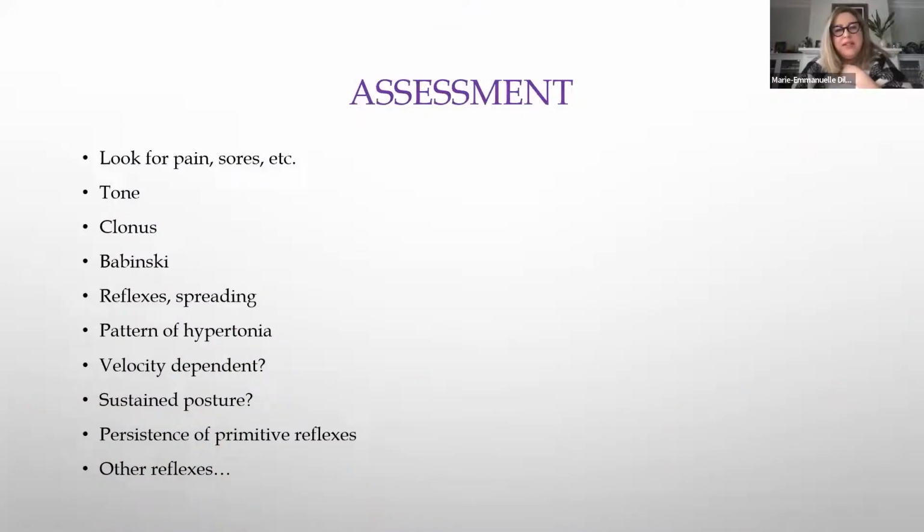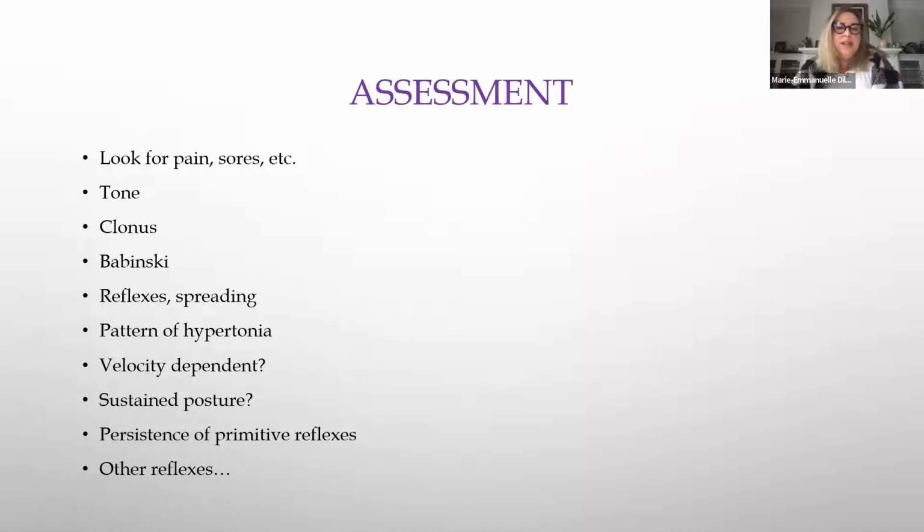How do we assess spasticity? Yes, you examine for spasticity, you look for the tone. The signs on exam is the presence of clonus. So when, for example, you bend the ankle fast, it goes and it does a few beats. That's called clonus. Babinski is an upgoing toe. Usually the deep tendon reflexes are increased. It's velocity dependent. So the faster you move the limb, the better you're gonna feel the clasp knife or the increase in tone. It's usually not a sustained posture like with dystonia.